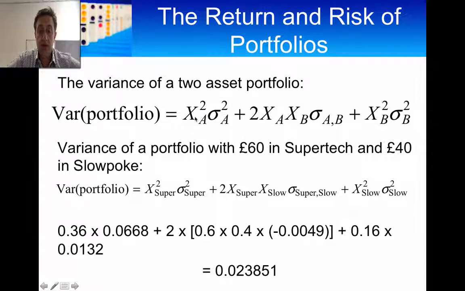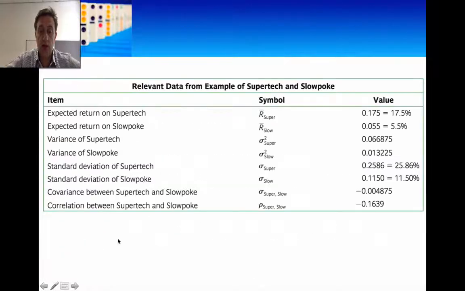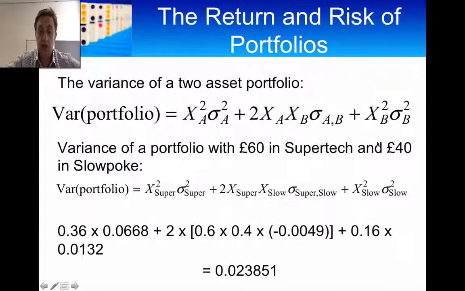0.6 is the weight of A, but if we square it, it becomes 0.36, multiplied by the variance of Supertech. Going back here, we see that the variance of Supertech is 0.066. That's what we've got here. We have 0.4 invested in Slowpoke, and we have to square that because of this part of the formula. 0.4 squared is 0.16, multiplied by the variance of Slowpoke.